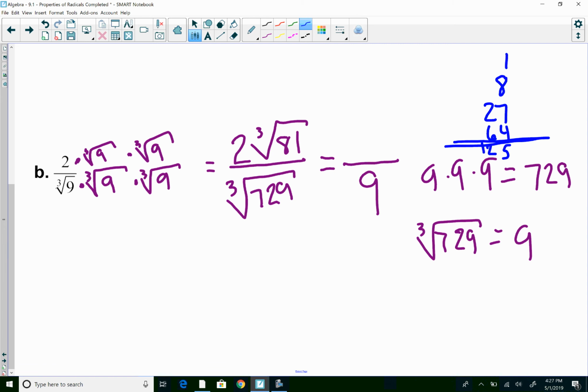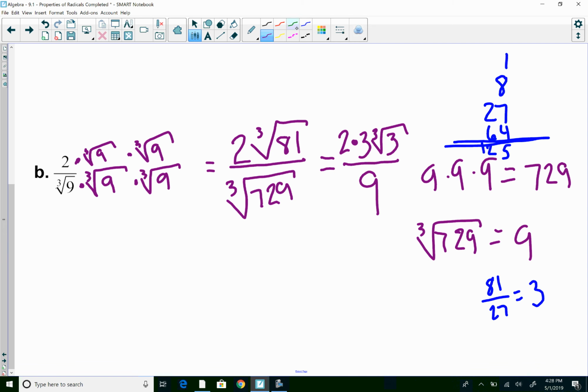If we just start dividing, 81 divided by 64, that doesn't work. 81 divided by 27 gives you 3. So the cube root of 27 is 3. So this is going to turn into 2 times 3 cube root 3.